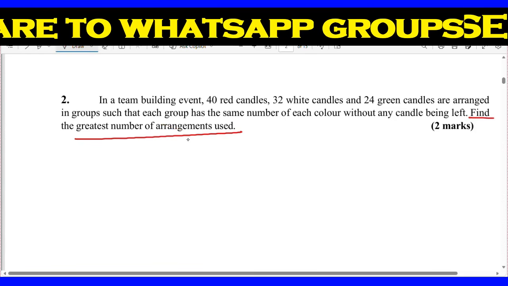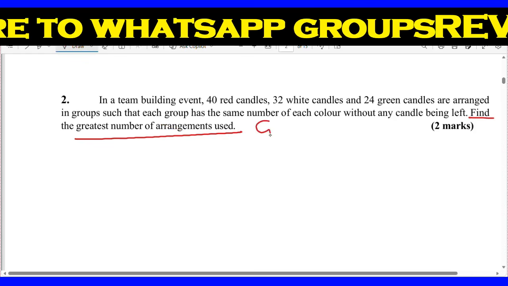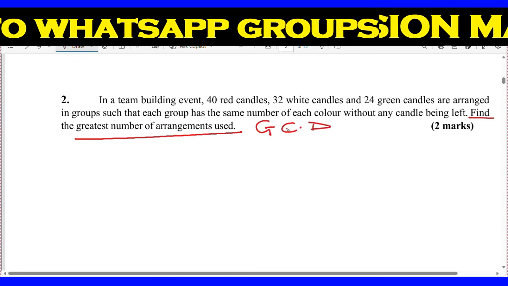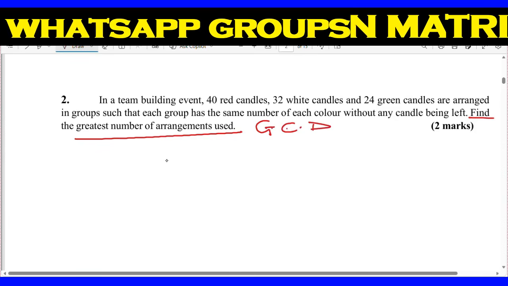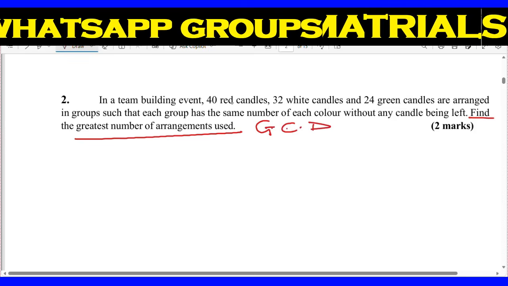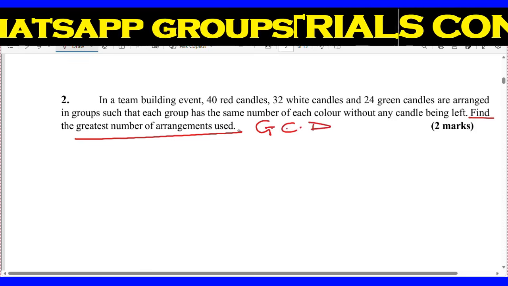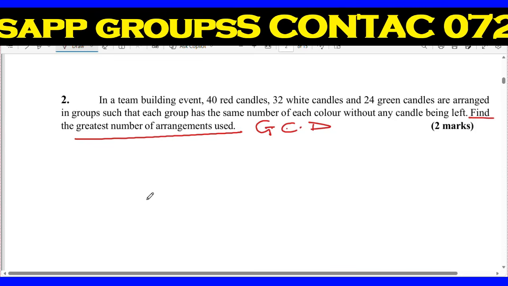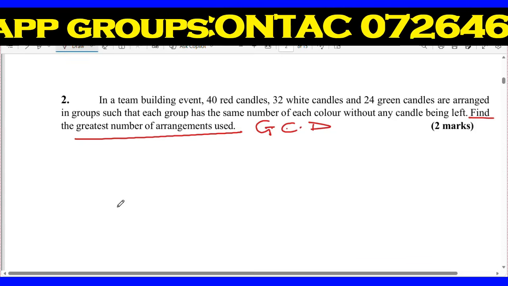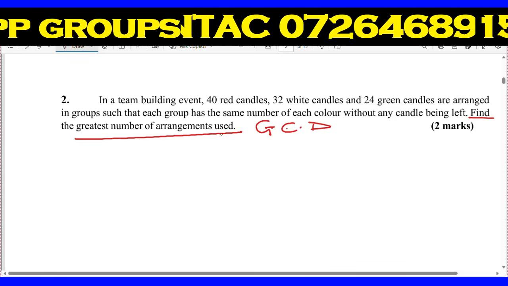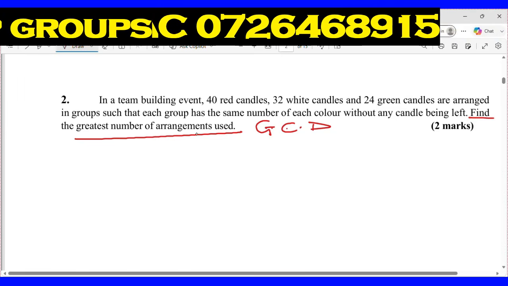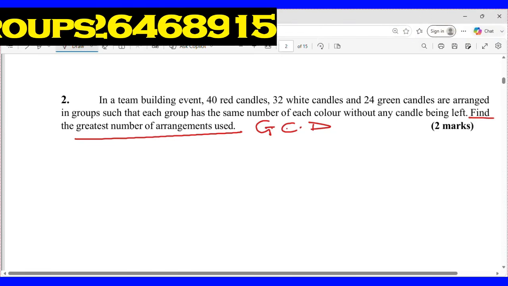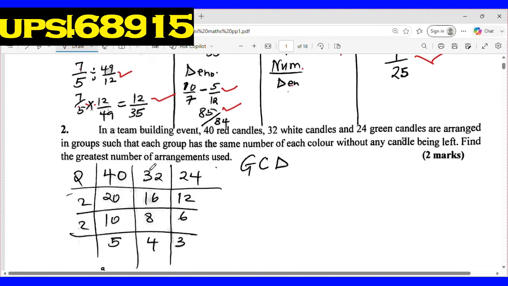Now greatest number means you find the GCD, the greatest common divisor. Some people start thinking that red, white is probability. So please just understand, if it is asking for the least number, remember it is LCM. The greatest number, this is from the application. So you find the greatest common divisor.